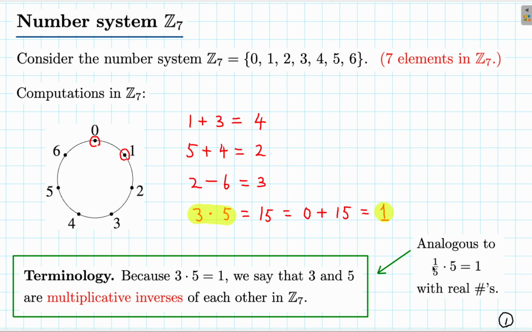And this calculation is very much analogous. If we think about 3 times 5 equals 1 in Z7, it's very analogous to saying, say, 1/5 times 5 equals 1 with real numbers, or 3 times 1/3 equals 1 with real numbers. And so when two numbers multiply together to be 1, we think of them as canceling each other out under multiplication. And therefore, we call that pair, 3 and 5 in this case, multiplicative inverses of each other in Z7.